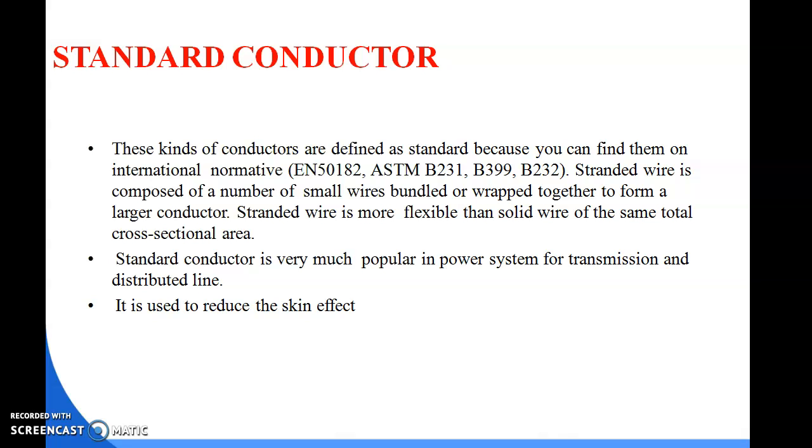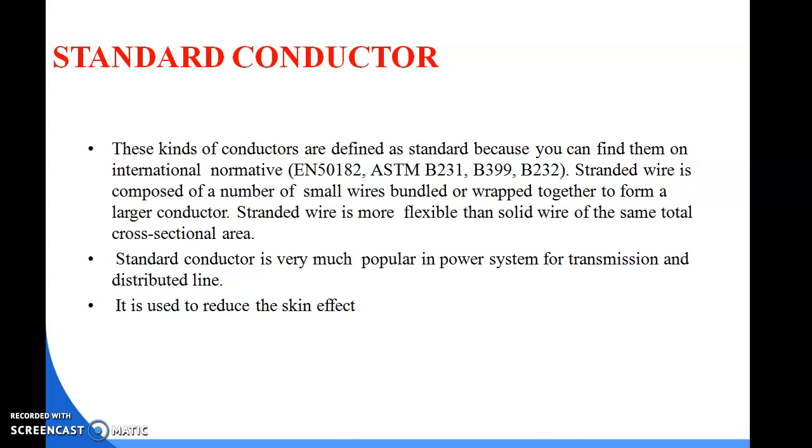So now standard conductors. These kinds of conductors are definitely standard because you can find them in the international norms EN 50120, ASTM B231, B399, B232. A standard wire is composed of a number of small wires bundled or wrapped together to form a larger conductor. A standard wire is more flexible, and it is a solid wire of some total cross-sectional area. A standard conductor is very popular in power systems for transmission and distribution lines. That is your ACSR, aluminum conductor steel reinforced.